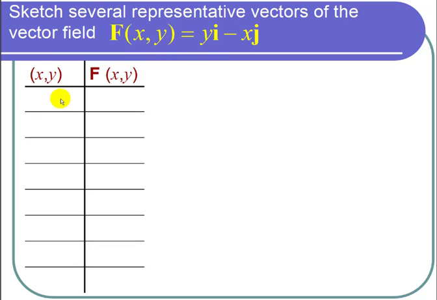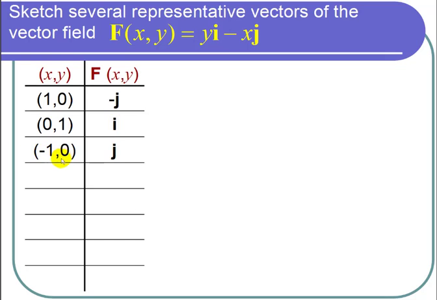So I'm just going to pick a bunch of points and find their corresponding vectors. So let's start with the point (1, 0). So x is 1, y is 0, and I get 0i - 1j, which is -j. So now let's look at the point (0, 1). So that means x is 0 and y is 1. So I get 1i - 0j, which is just i.